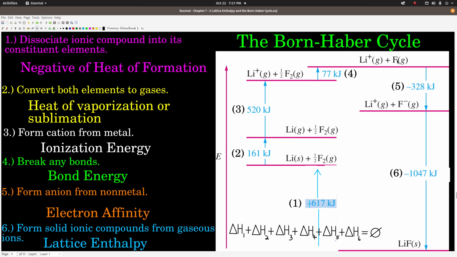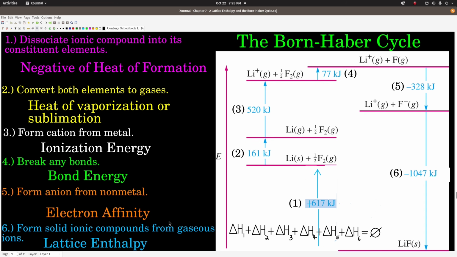Next, we form the anion from the nonmetal. So we're going to form the fluoride ion from the fluorine atom by adding an electron. We have a name for that process too. That's electron affinity. So we can look that number up. Now, again, write this down, guys. If you form a -2 anion, you have to add together the first electron affinity and second electron affinity. You can look these up. If it's a -3 anion, you have to add together the first electron affinity, the second electron affinity, and the third electron affinity for this step, our step 5.